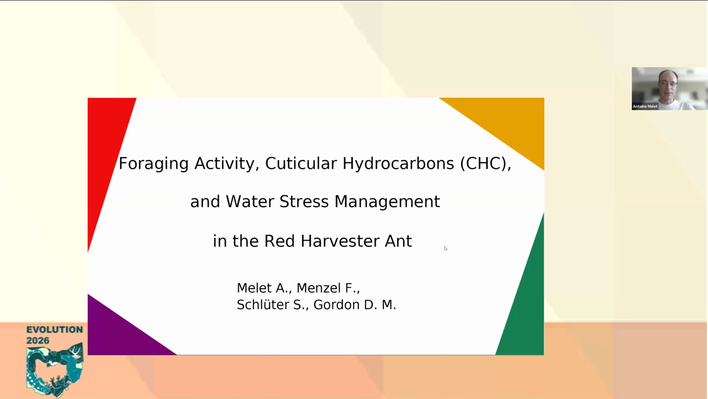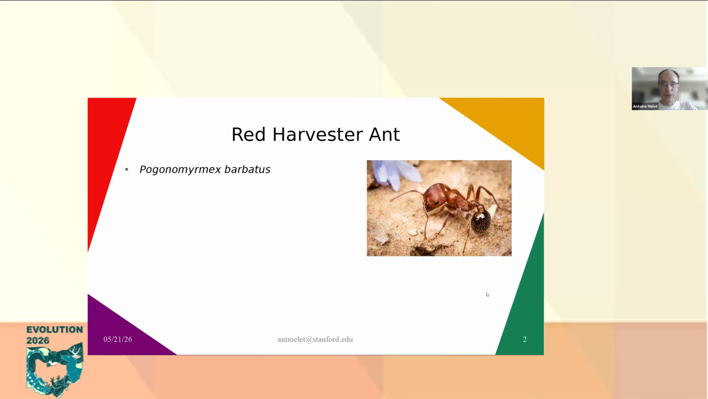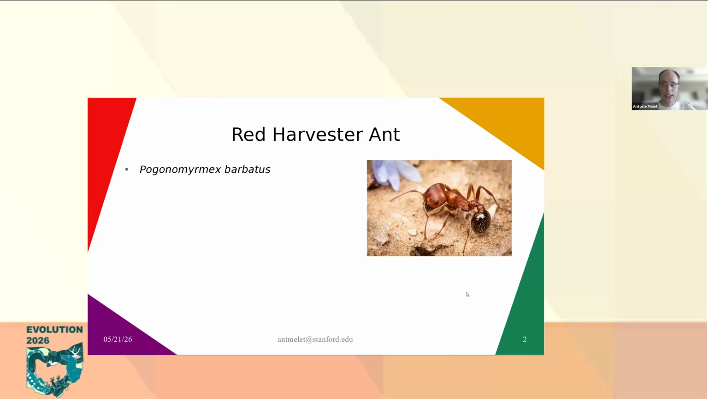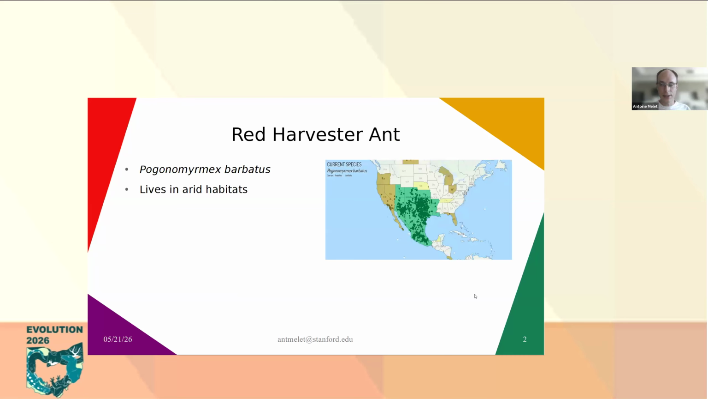I will present my project about foraging activity, cuticular hydrocarbons, and water stress management in the red harvester ant. Beginning with a word about the model species, Pogonomyrmex barbatus. It lives in arid habitats of Mexico and the southern United States.